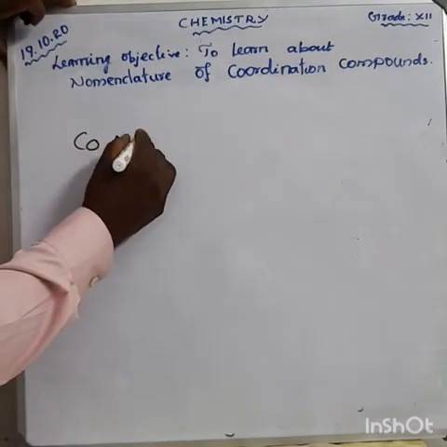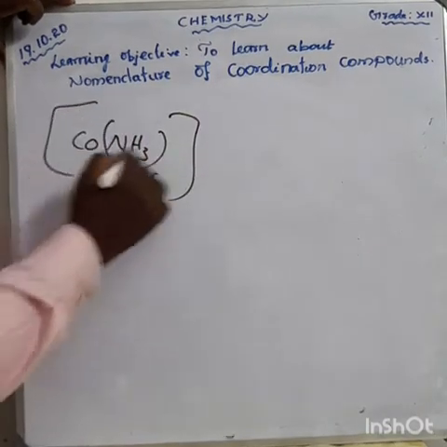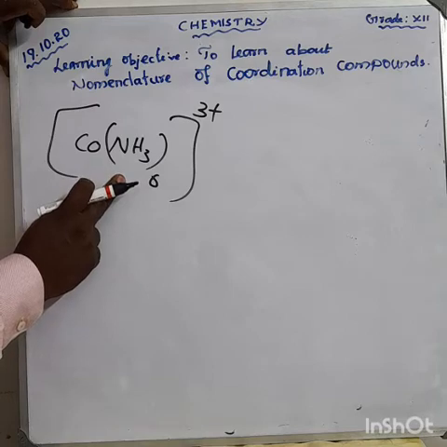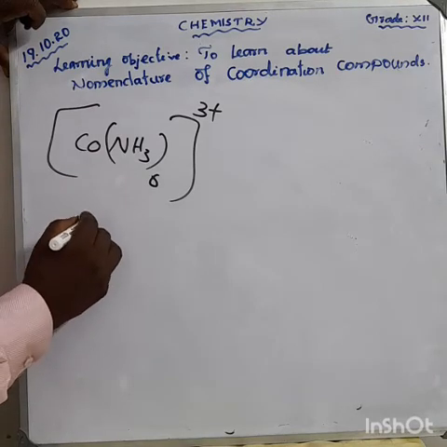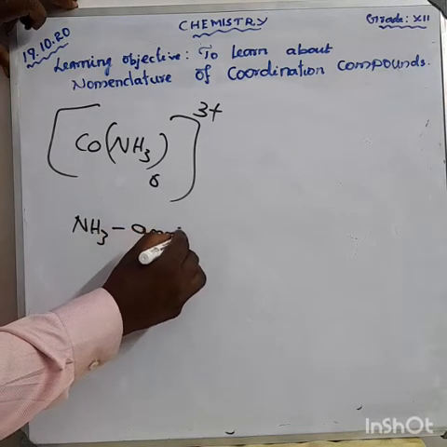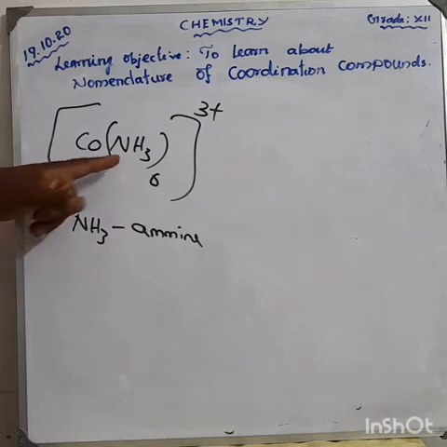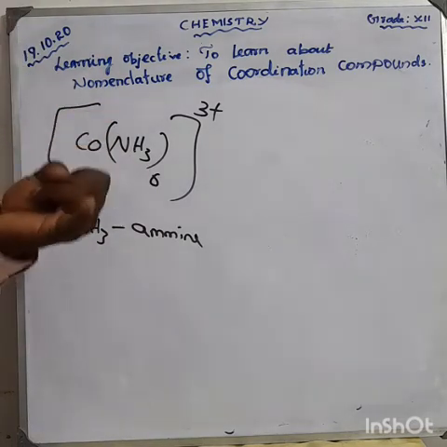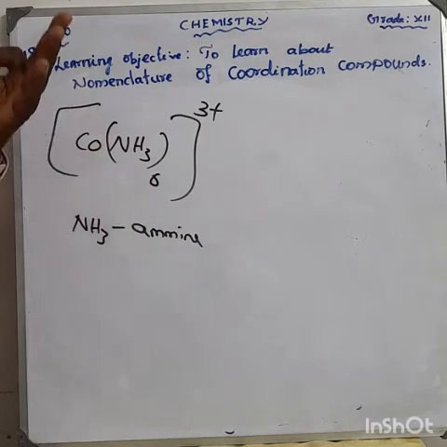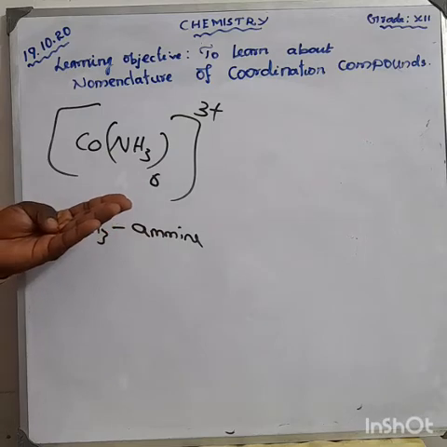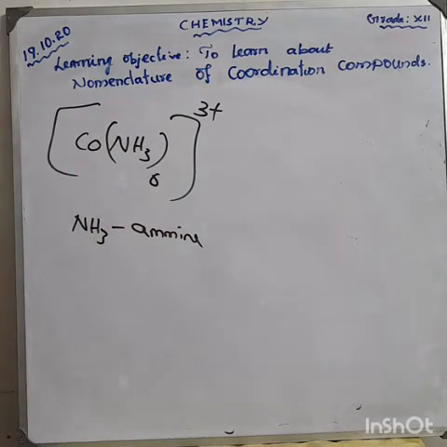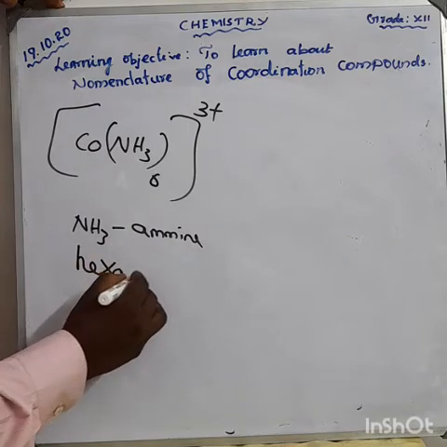Co(NH3)6 3 plus. Okay, this is another complex. Ammonia is a neutral compound, so it can be written as ammine, A-M-M-I-N-E. How many ammonia are there here? 6 ammonia, right? So 1 means monoammine, 2 means diammine, 3 means triammine, 4 means tetraammine, 5 means pentaammine, 6 means hexaammine. Okay, so the name is hexaammine.